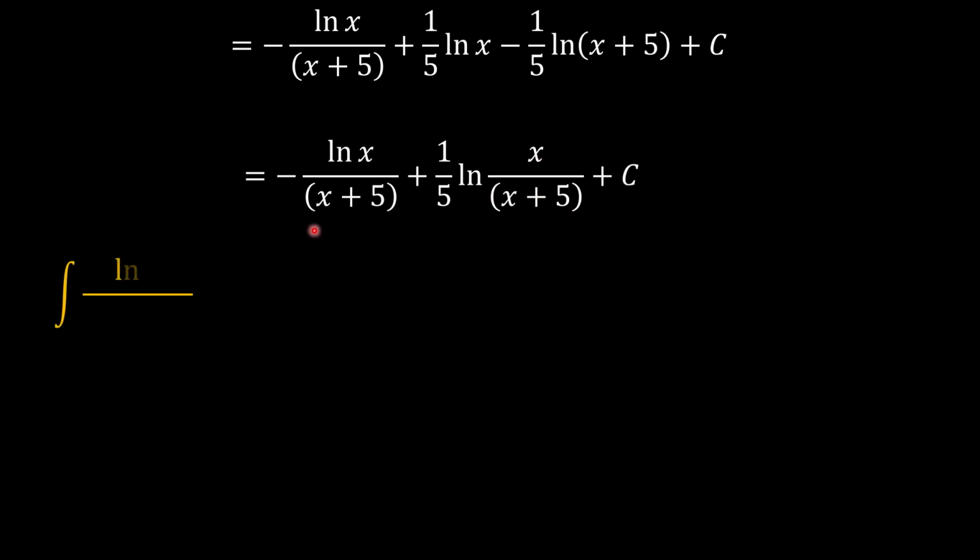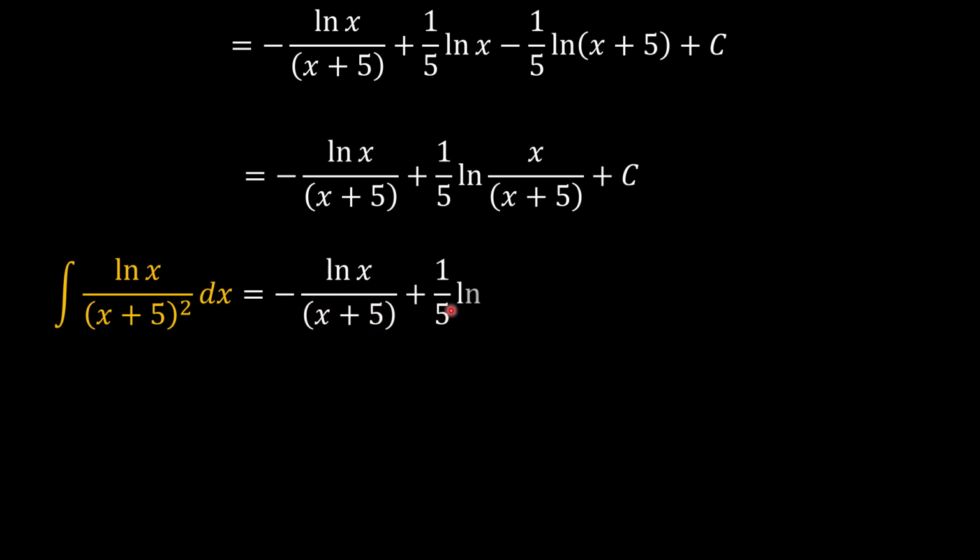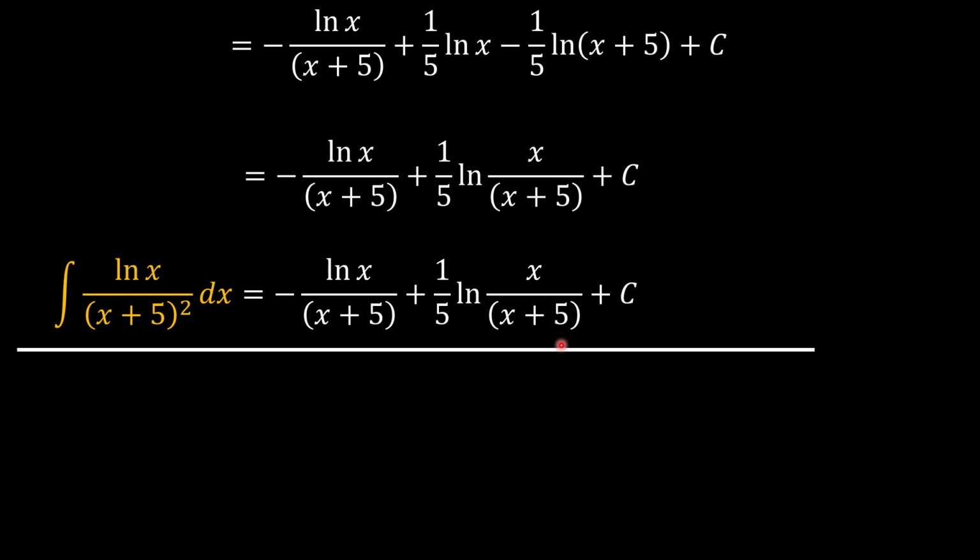So we're going to say that the indefinite integral of the natural logarithm of x over the square of x plus 5 is the same as negative natural logarithm of x over x plus 5 plus a fifth times the natural logarithm of x over x plus 5 plus the integration constant.